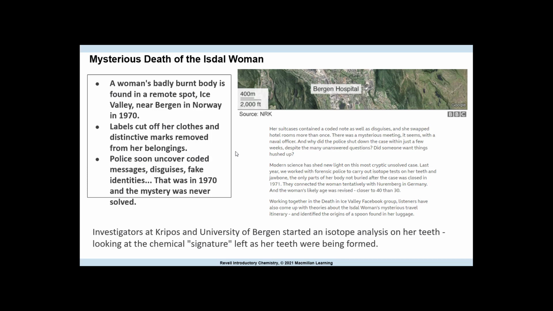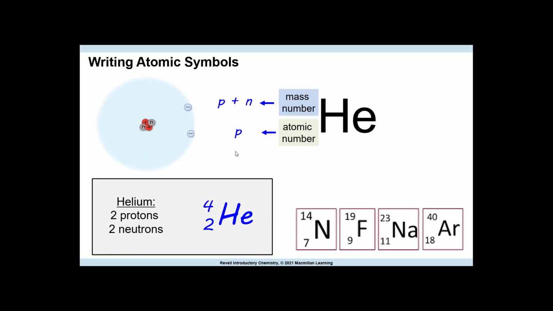Anyways, I wanted to show about why isotope analysis is important. Okay, so now we're going to look at writing atomic symbols. I showed you guys how to write atomic symbols, so I kind of jumped ahead in your slides, so hopefully this is a little easier.